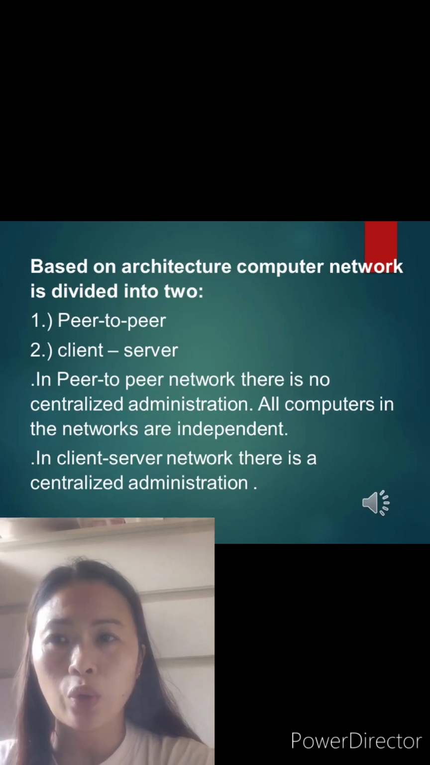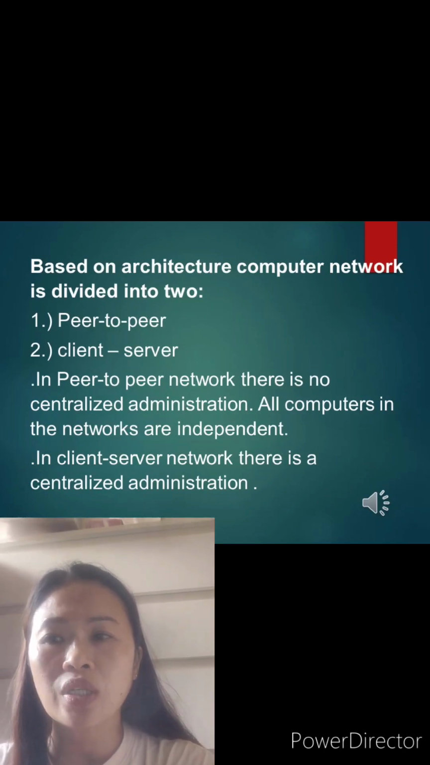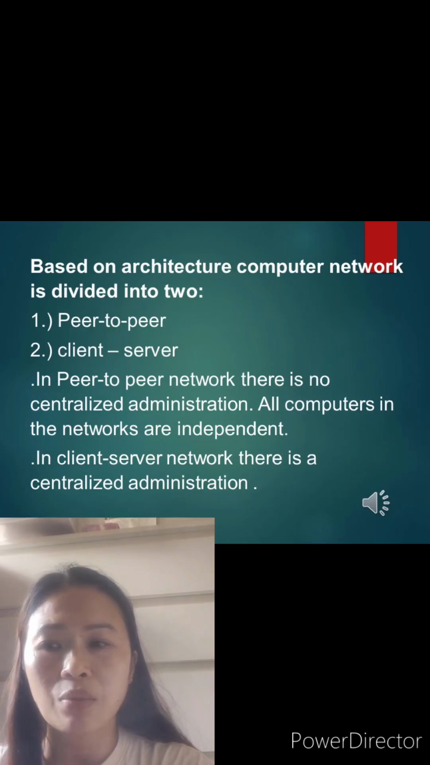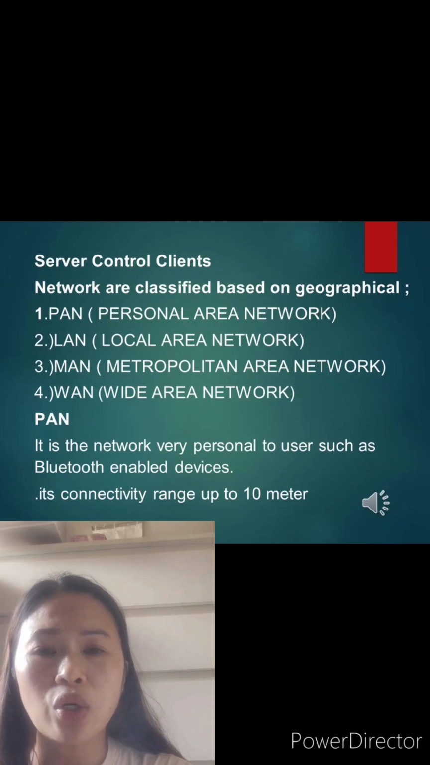Based on architecture, a computer network is divided into two: peer-to-peer and client-server. In a peer-to-peer network, there is no centralized administration. All computers in the network are independent. In a client-server network, there is a centralized administration, with server-controlled clients.